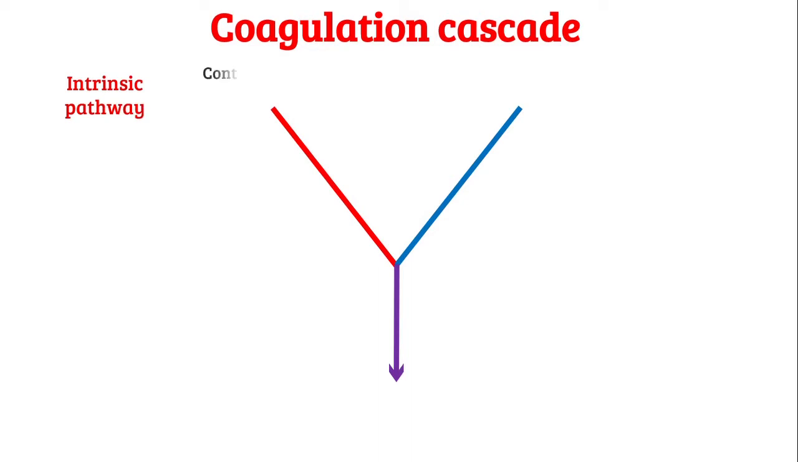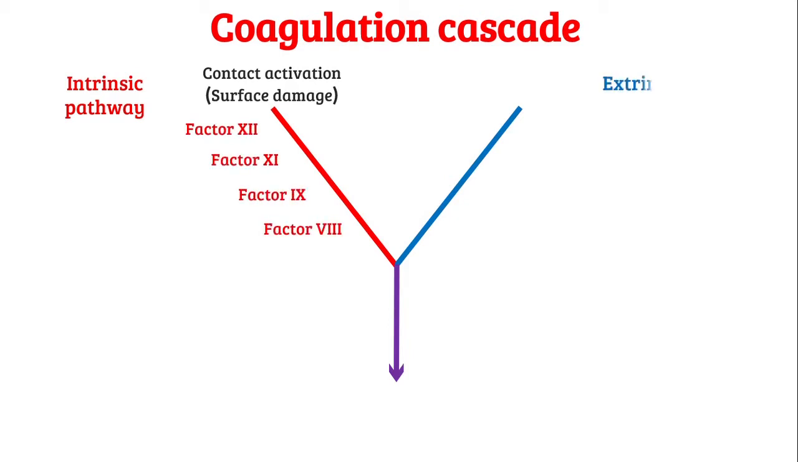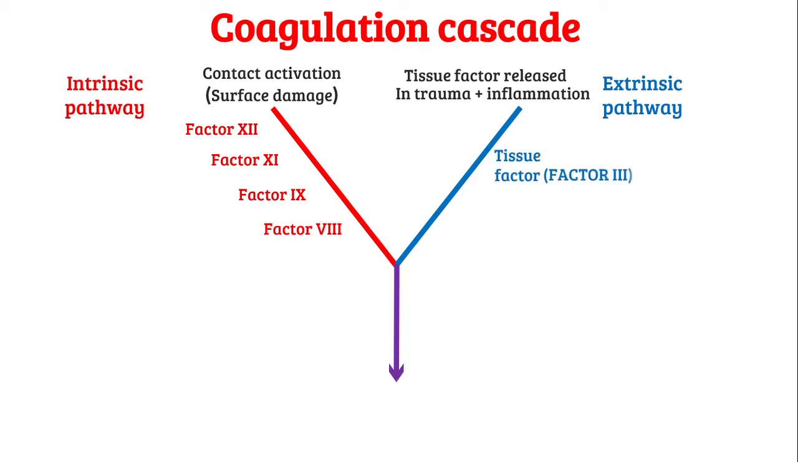So, this is the skeleton of the coagulation cascade. I will draw the intrinsic pathway in red. It results from contact activation with surface damage and features factors 12, 11, 9, and 8. The extrinsic pathway is here in blue, and it results from trauma or inflammation that leads to tissue factor release. Remember also that tissue factor is also known as factor 3.